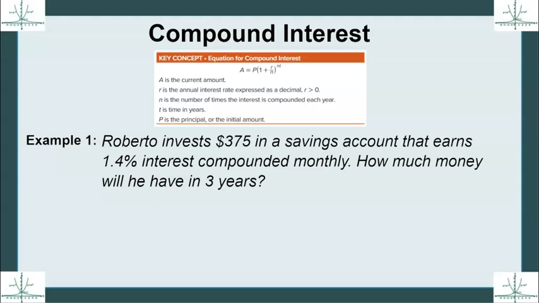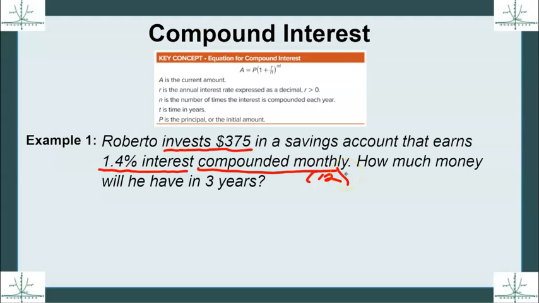So example 1 says Roberto invests $375 in a savings account that earns 1.4% interest compounded monthly. How much money will he have in 3 years? So in here, we have the initial amount of $375. It earns 1.4% interest compounded monthly. So monthly would represent 12 times. So I'm going to put a 12 here. Monthly means 12 times, so that's our N.